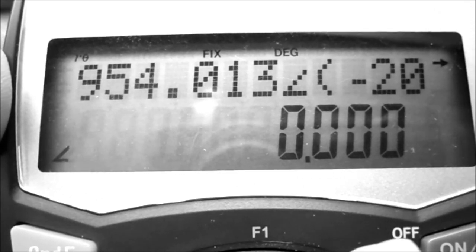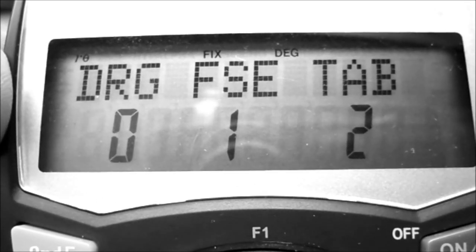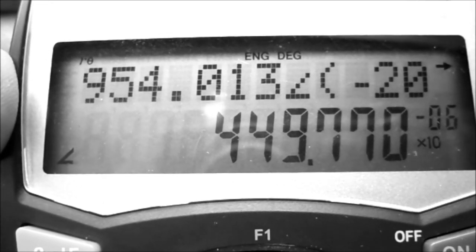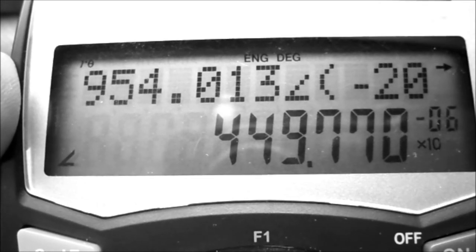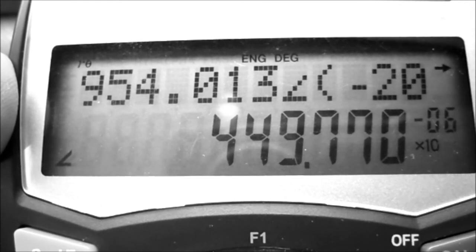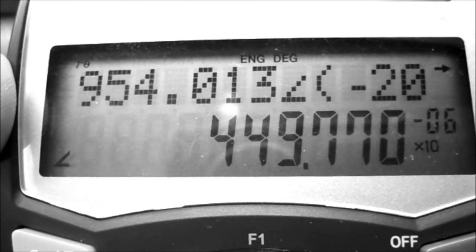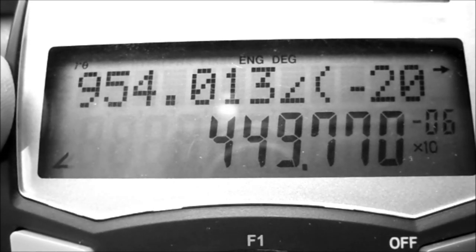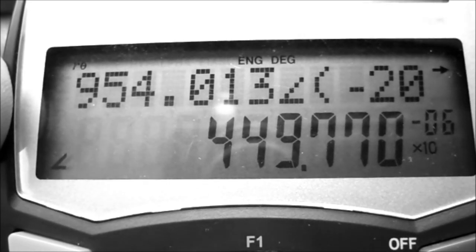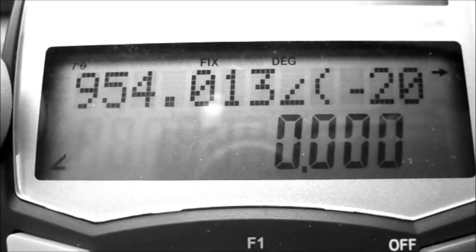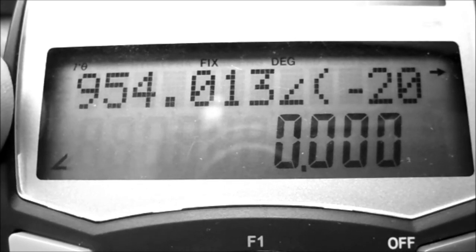Now if I go back to Setup and change my FSE to engineering notation, you'll notice my angle is 449.77 microdegrees. It's times 10 to the power of minus 6. And this is close enough to 0, so that's why I pressed Setup, FSE, 0 for fixed, and you can see it rounds it up to 0 degrees for you.